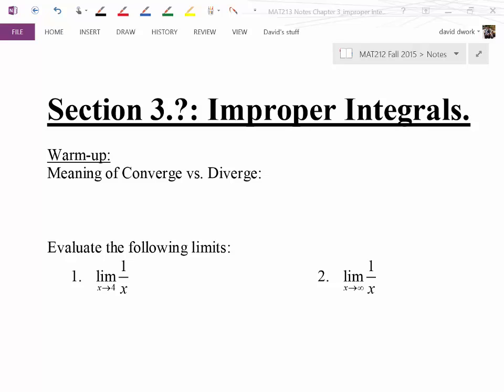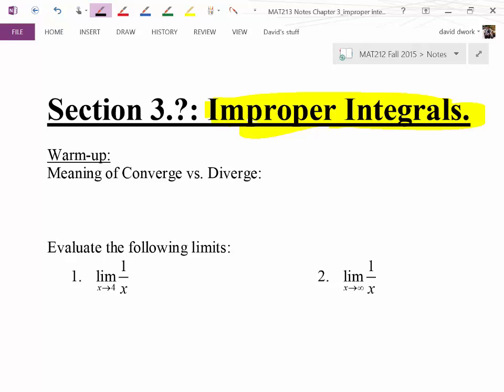For this lesson, we're going to cover the concept of improper integrals. And you'll see this has a 3-point question mark because it's not covered in your book, but it is something we need to cover in this class. So here we go. This is your only means of lecture, so please make sure you watch the video.